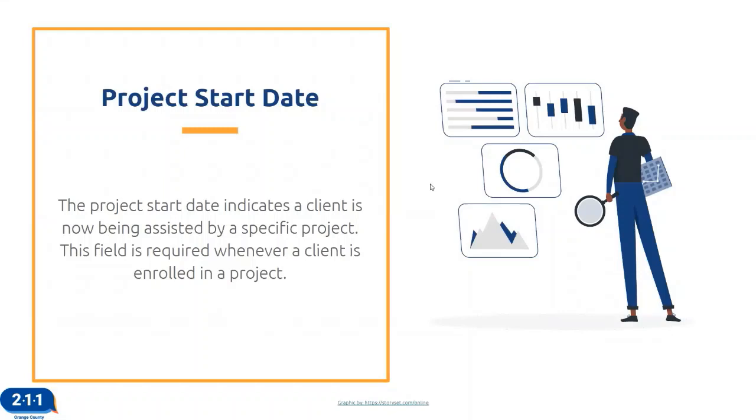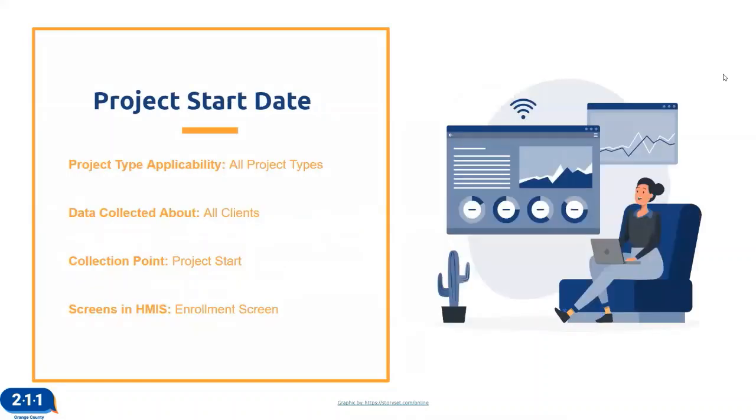In this video, we will be reviewing the project start date data element. The project start date indicates a client is now being assisted by a specific project, and this field is required whenever a client is enrolled into a new project. The project type applicability is for all project types, and this is data that is collected about all clients.